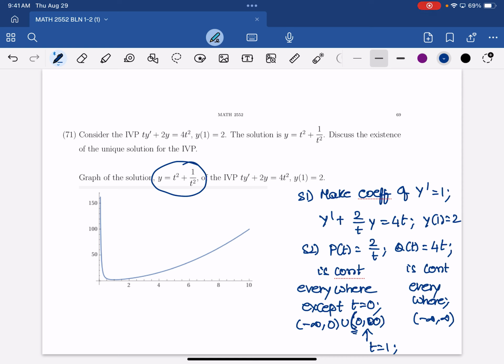0 is not contained in it. Are you all okay with that? Yes. So basically you split the function into the p of t and q of t parts, right?